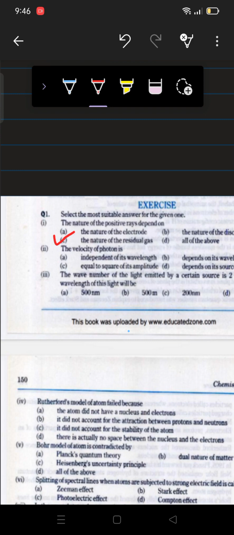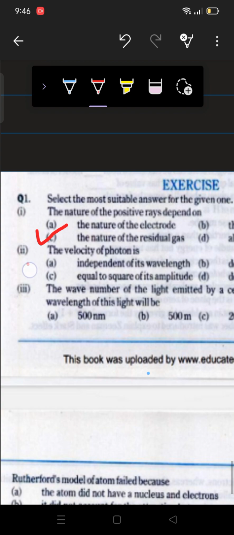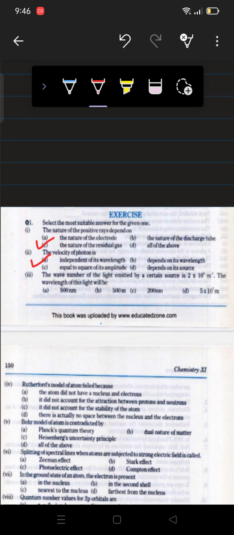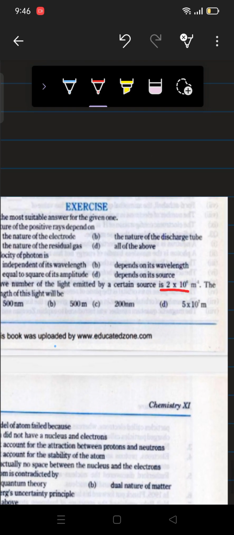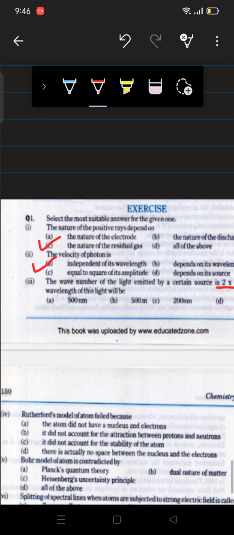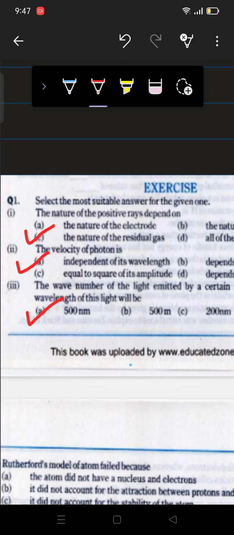Okay, so the velocity of photon is, of course, independent of its wavelength. Now the wave number of the light emitted by a certain source is 2 into 10 to the power 6 per meter. The wavelength of this light will be, we know that wave number is basically the reciprocal of wavelength. So if we take the reciprocal of it, we're gonna have 500 nanometer.